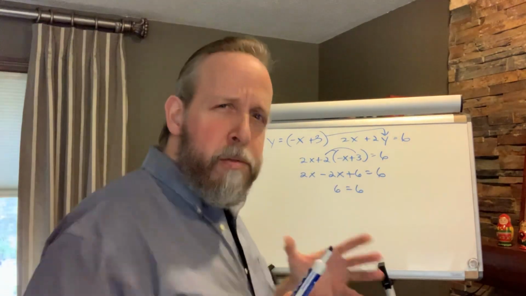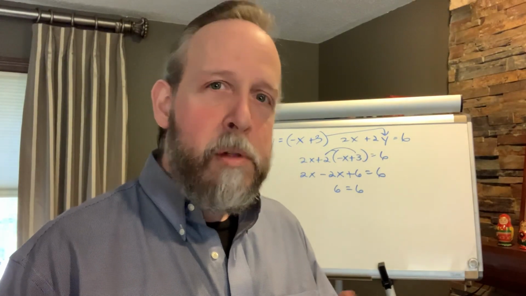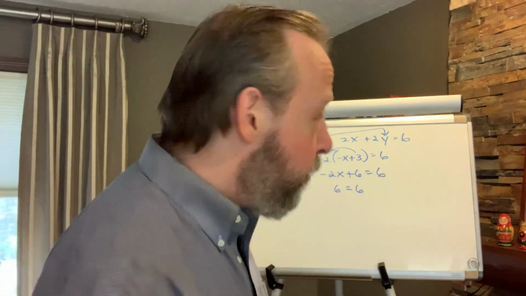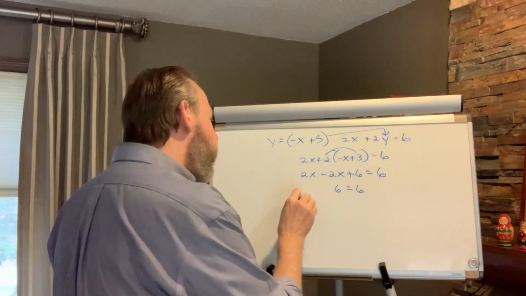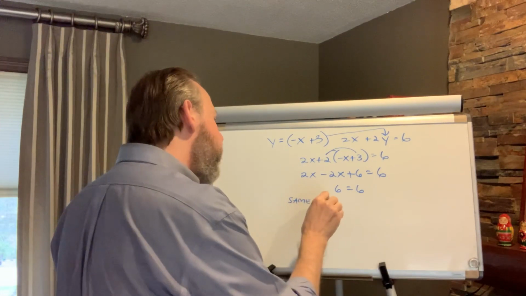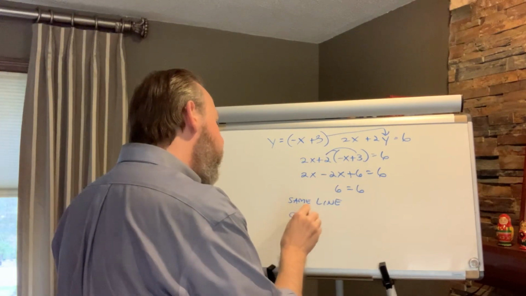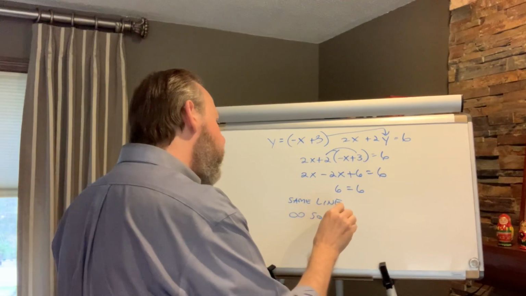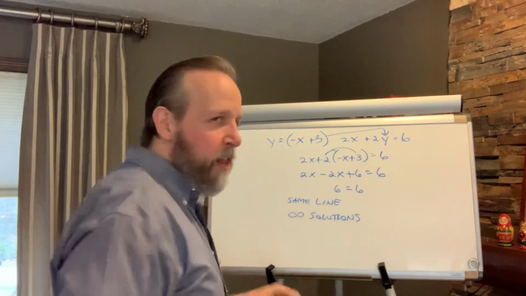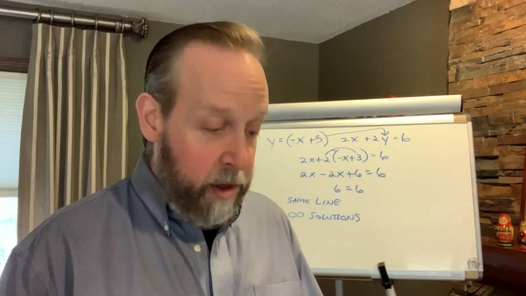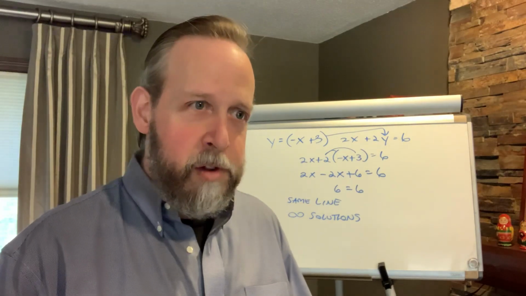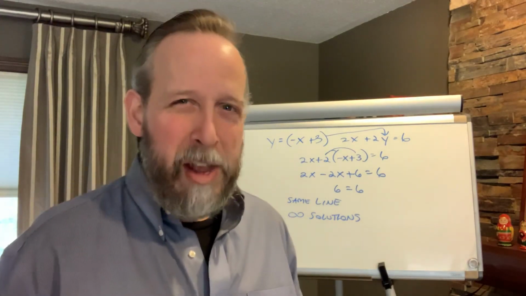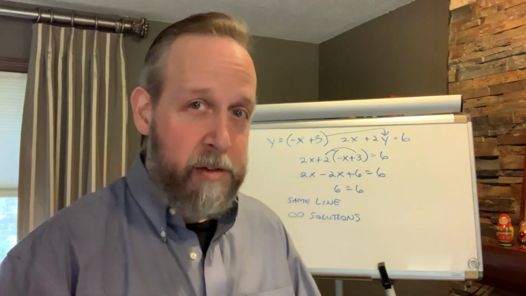Well, there's no variables anymore, but it's a true result. What did I say that means? Oh, it means that those 2 lines, they were the same line. So there are infinite solutions. And we can say same line and infinite solutions. Again, what that means is there isn't just one place where they cross and therefore one solution. They cross everywhere because they're the same line graphed on top of itself.